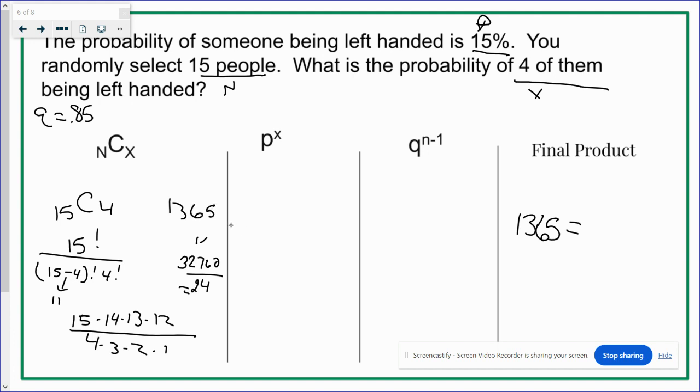All right, probability of success raised to the x, 0.15 raised to the 4th. That is 0.000506. So we're going to do 0.00051 because it would be 506, but the 6 would bump the 0 up to a 1. All right, and now, hold on, okay.